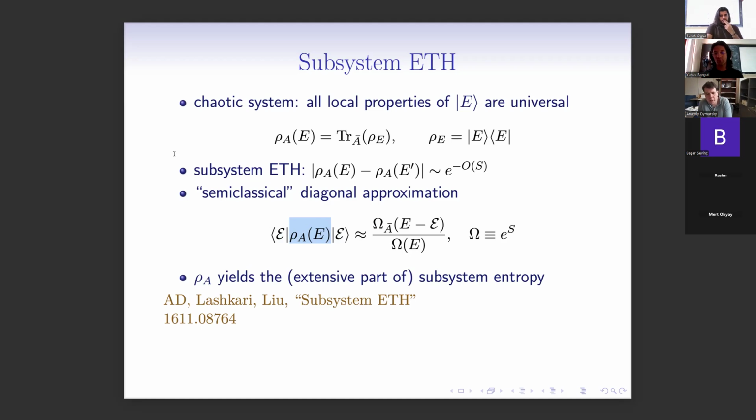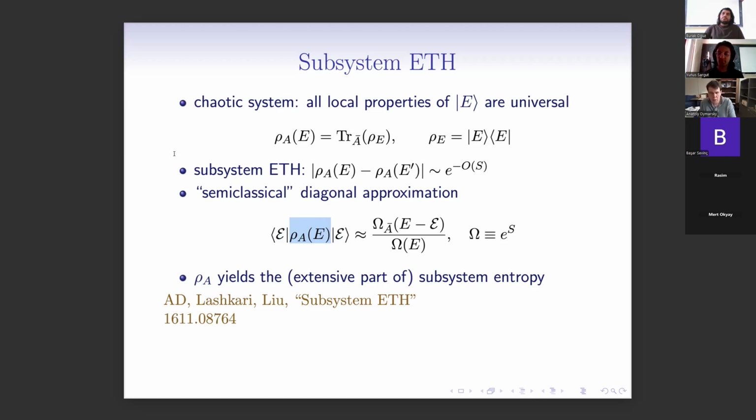From this statement, you can get that conventional ETH is satisfied for any operator confined to a small subsystem. And the opposite is true. If the conventional ETH is satisfied for any operator confined to a small subsystem, then the subsystem ETH also works for that small subsystem. The subsystem doesn't have to be particularly small. We argued in our 2016 paper that it can be as big as up to 1/2 of the full system. So it could be a third, it could be 45%, 49%.